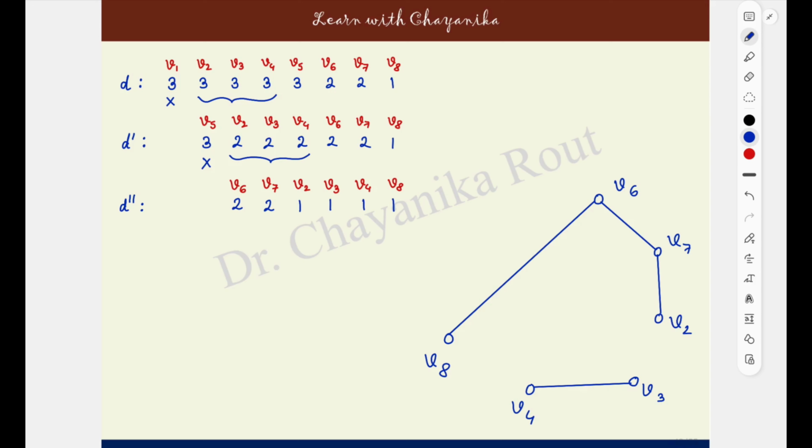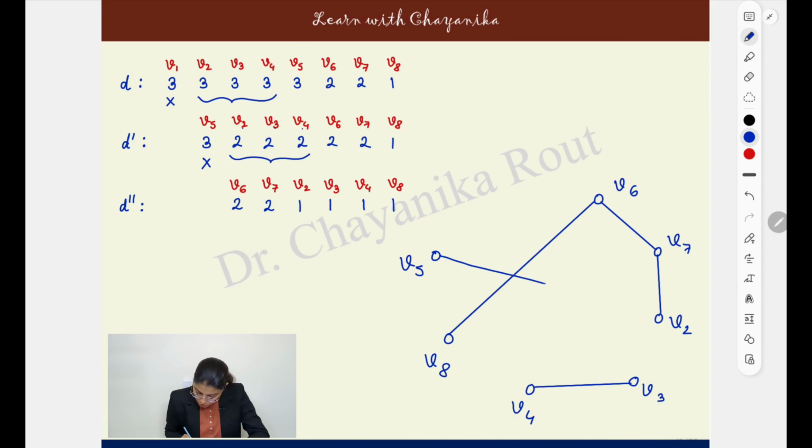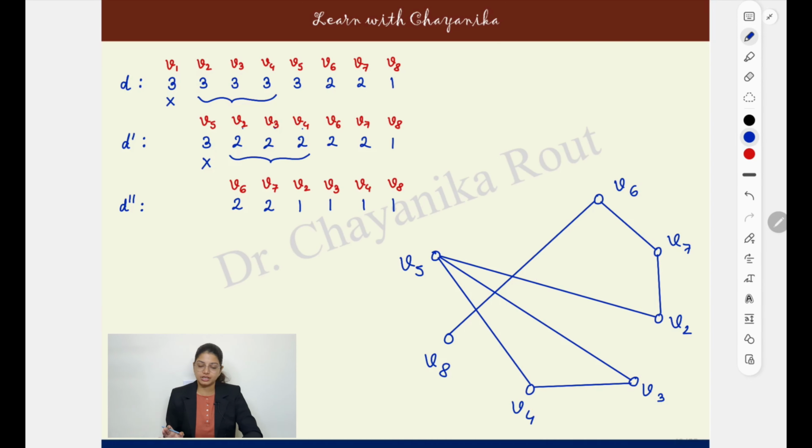Next, we modify this graph only to create our graph for D. Before that, we need the graph for D dash. So V5 will enter, which was deleted, and V5 has degree 3. So it is adjacent to those 3 vertices which faced reduction. So V2, V3 and V4. So V5 will be adjacent to V2, search for V2 and make it adjacent to V2. It will be adjacent to V3 and it will be adjacent to V4. So this is the graph corresponding to D dash.